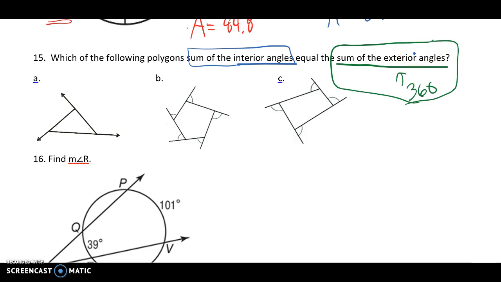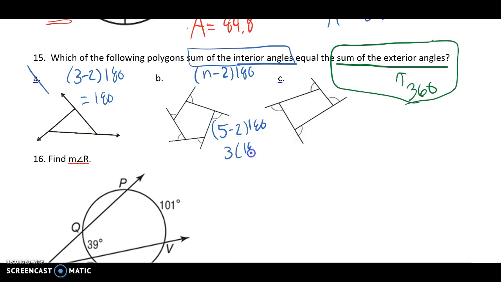Okay, so looking at the first one, remember our formula for that is n minus 2 times 180, n being the number of sides. Looking at A, it's a triangle, so we got 3 minus 2 times 180. Well, that 3 minus 2 is just 1 times 180. That's going to equal 180. Okay, so that's not equal to 360. Looking at B, it's a pentagon, so we got 5 minus 2 times 180. 5 minus 2 is 3 times 180, and that's equal to 540. So that's also not equal.